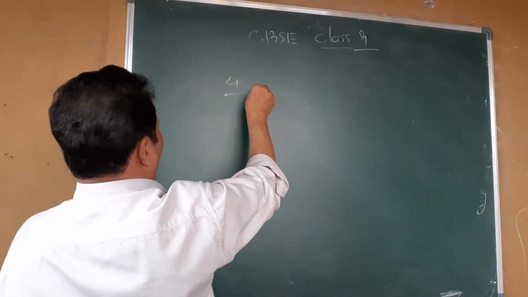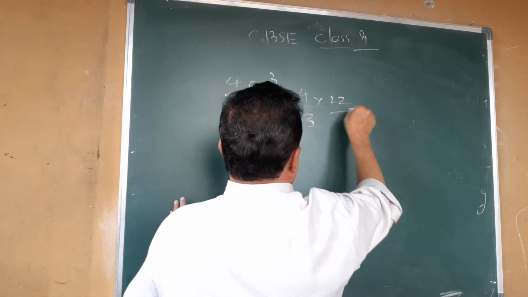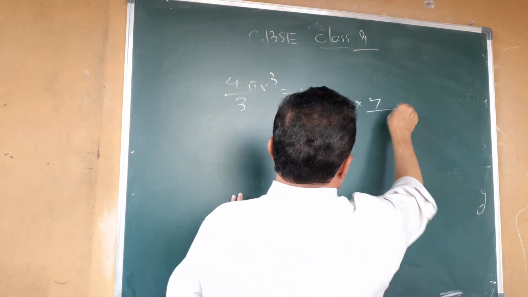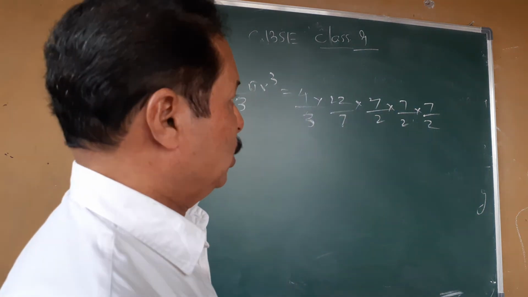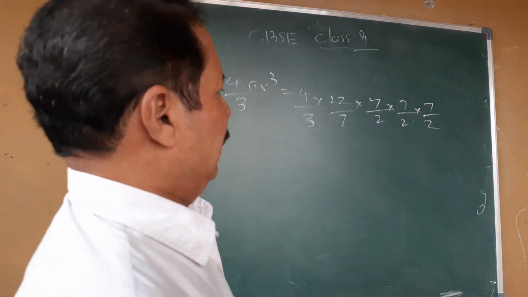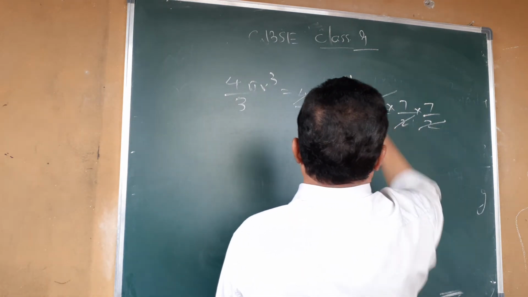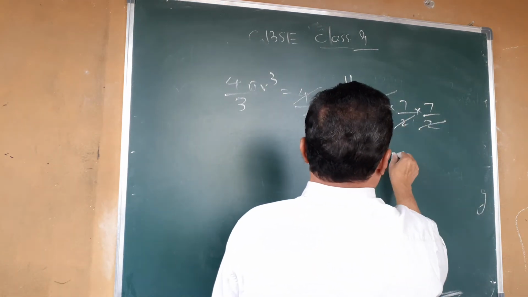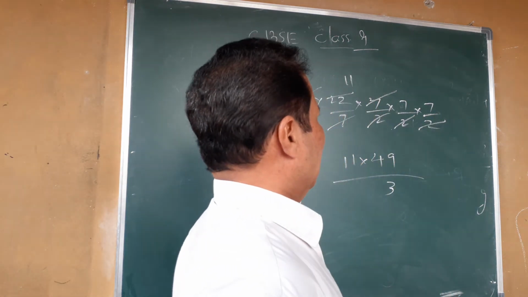Volume equal to 4 by 3 pi r cube. That's equal to 4 by 3 into pi value 22 by 7 into r cube, 7 by 2 whole cube, which is 7 by 2 into 7 by 2 into 7 by 2. You complete that. 7 gets cancelled. 2 into 2 into 2 is 8. Here it is 11 times. So 11 into 49, 7 into 7, divided by 3 is here. And that's your final answer.